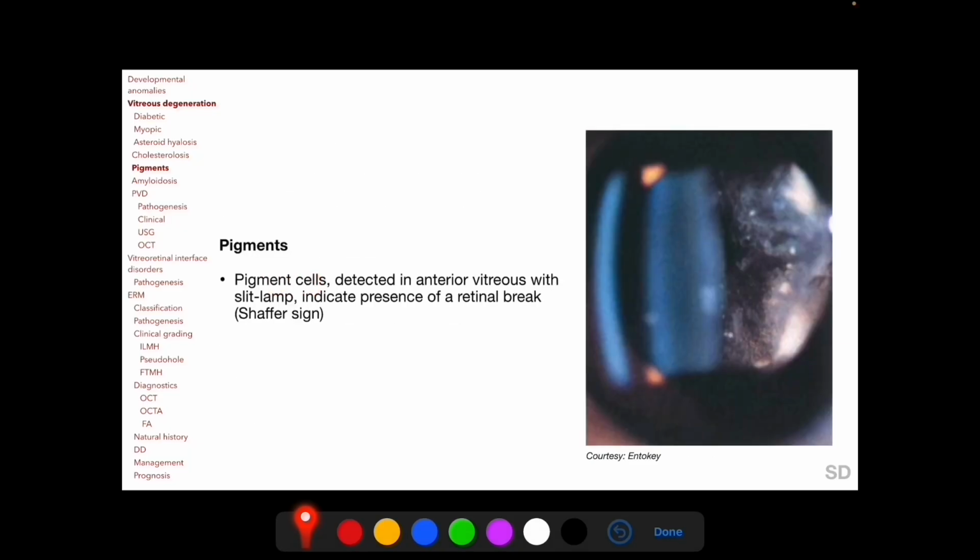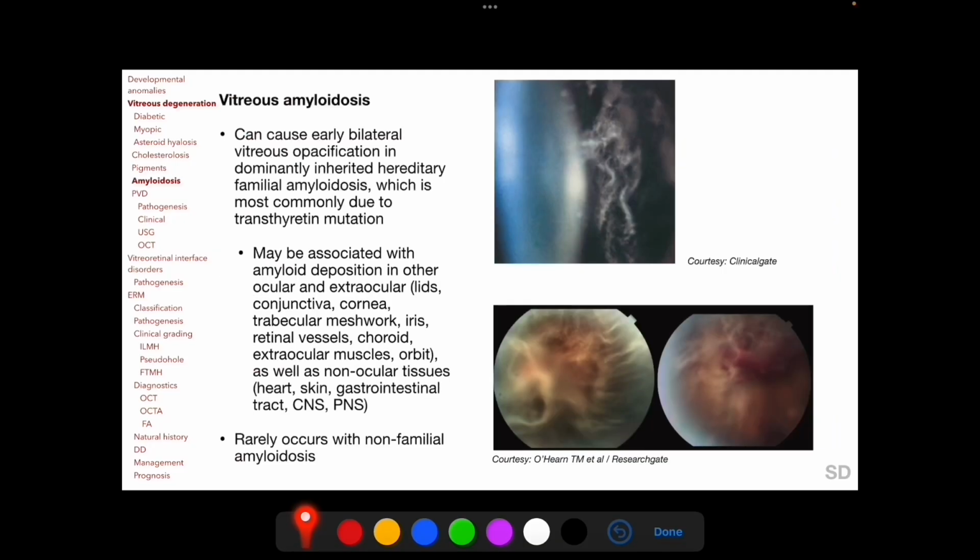Pigment cells may be detected in the anterior vitreous during slit lamp examination, as seen here in this clinical photograph, and they indicate the presence of a retinal break, and this is called the Schaffer sign. These pigment cells are actually dislodged retinal pigment epithelial cells.